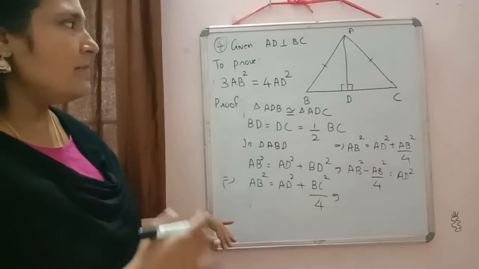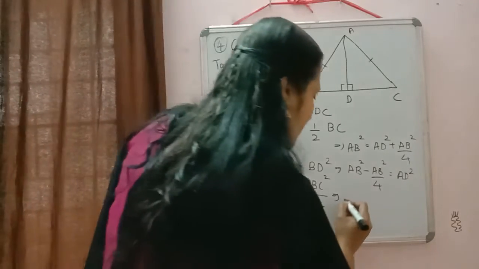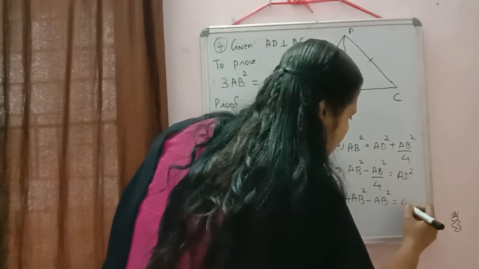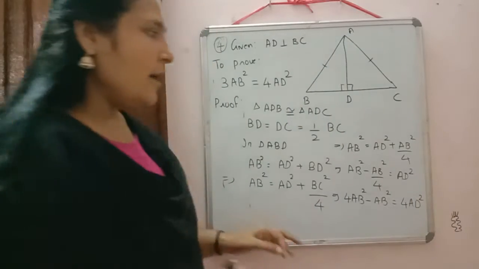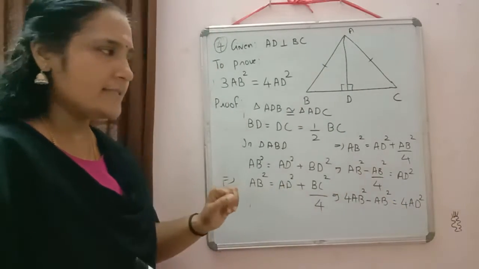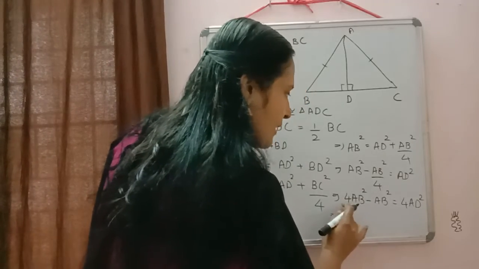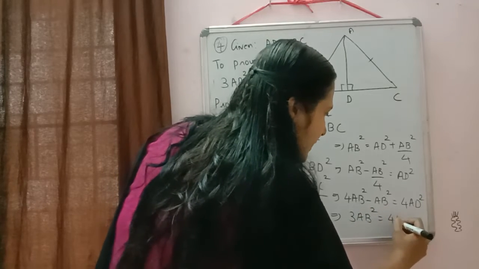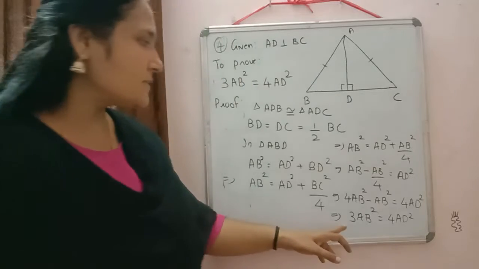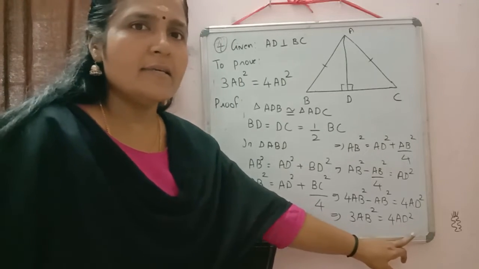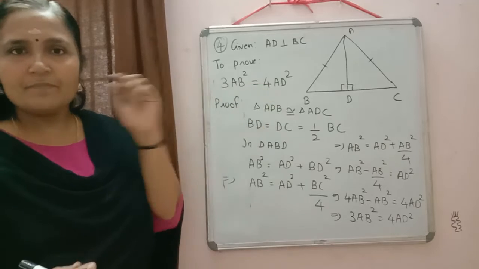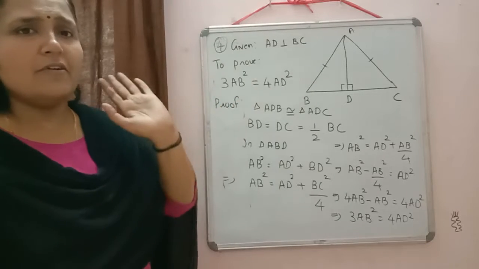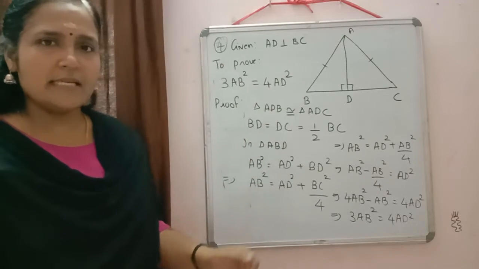Now what we can do? We can multiply the whole equation by 4. Then it will come 4AB square minus AB square is equal to 4AD square. If you don't want to multiply, you can do the cross multiplication also. Both the methods are same. 4AB square minus AB square will be equal to 3AB square. So we are getting here 3AB square is equal to 4AD square. That only we have to prove here. And one more thing, here I have taken AB. It depends on you which side you want, that you can take. So I hope this question is clear to you.